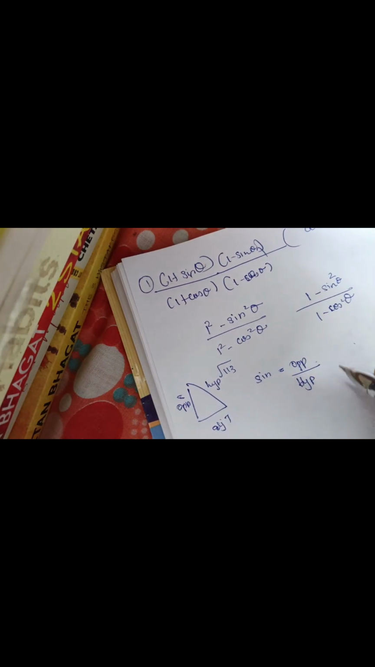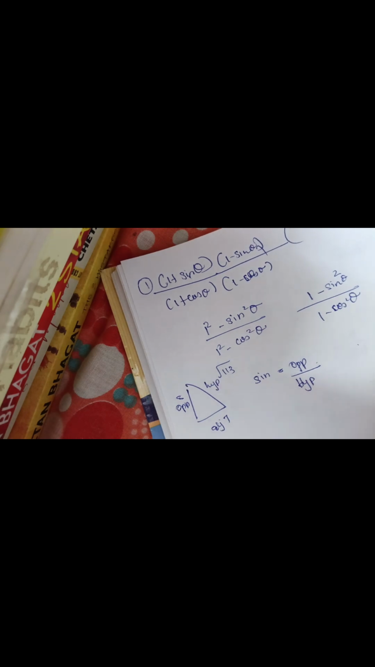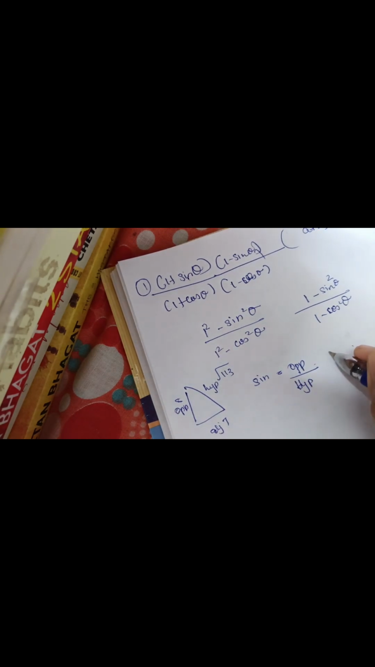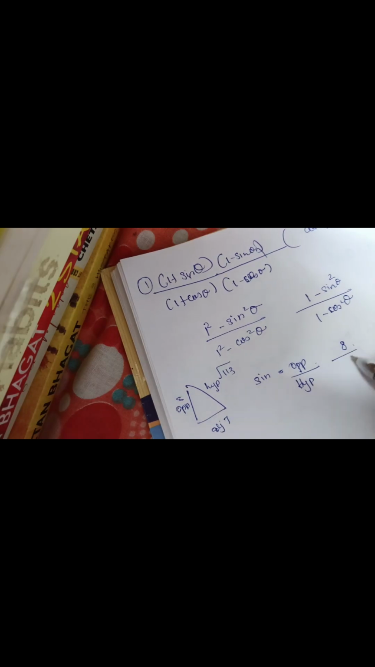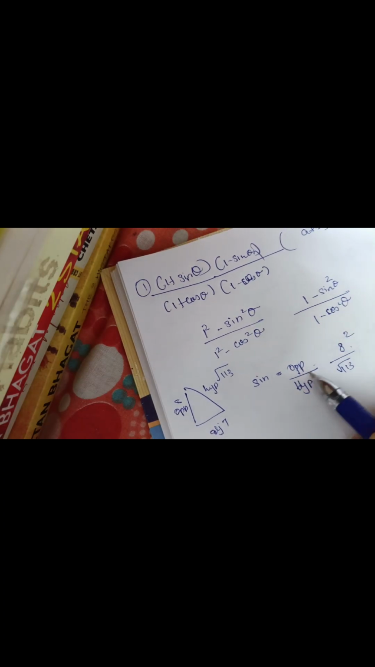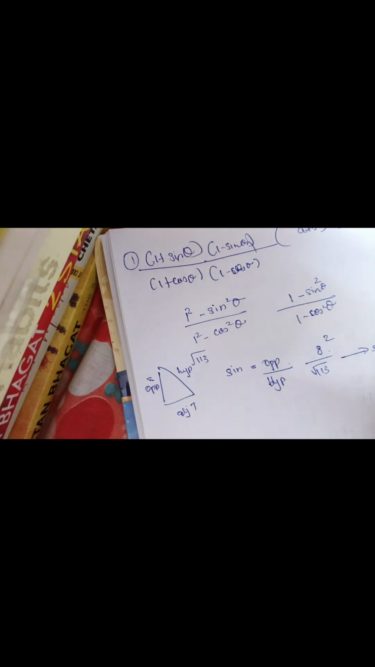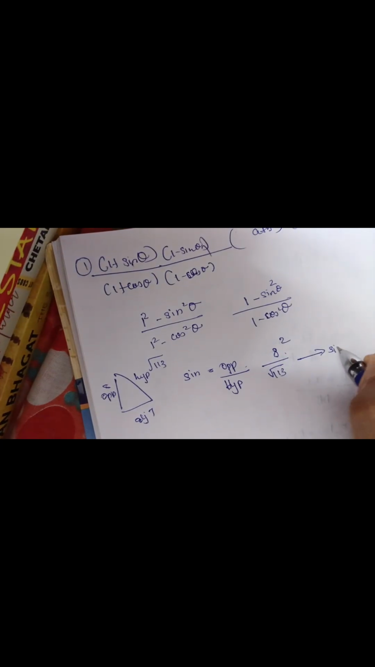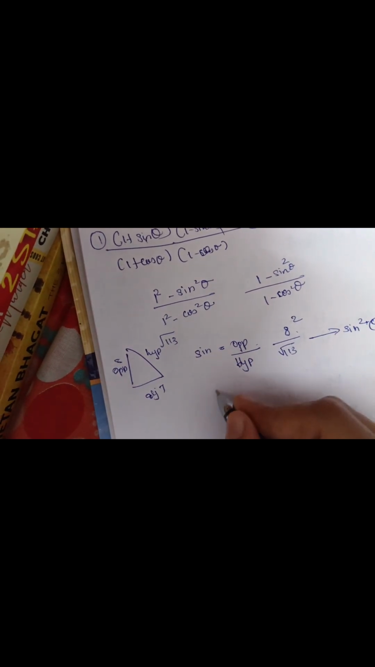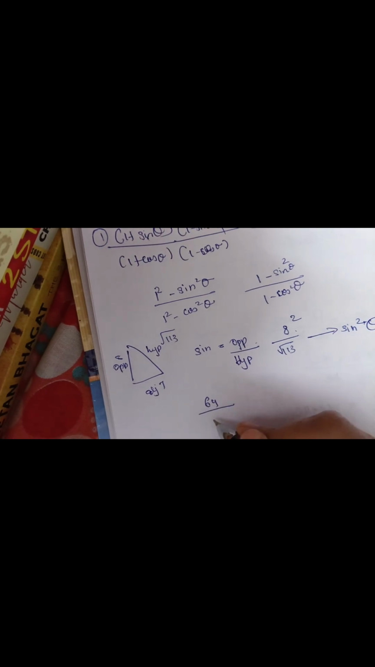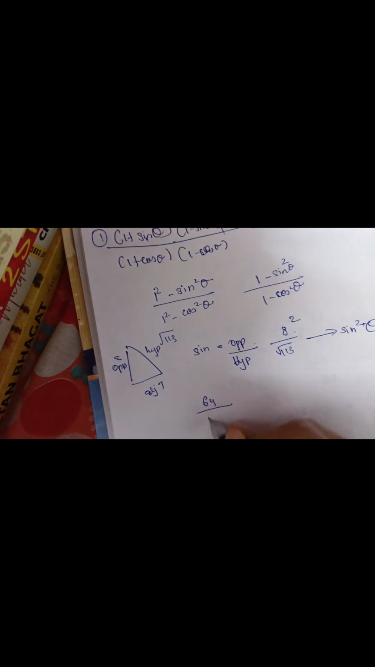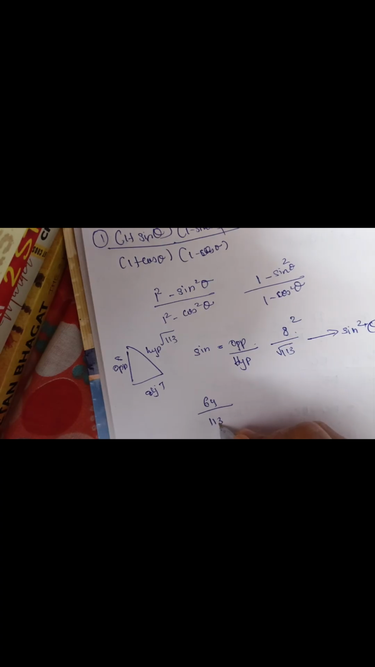So opposite by hypotenuse, we are doing the sine square theta. Opposite equals 8 and hypotenuse equals root 113. So 8 square, we square that because we have sine square actually. So this represents sine square theta. And 8 square is 64 and root 113 square is 113 itself.